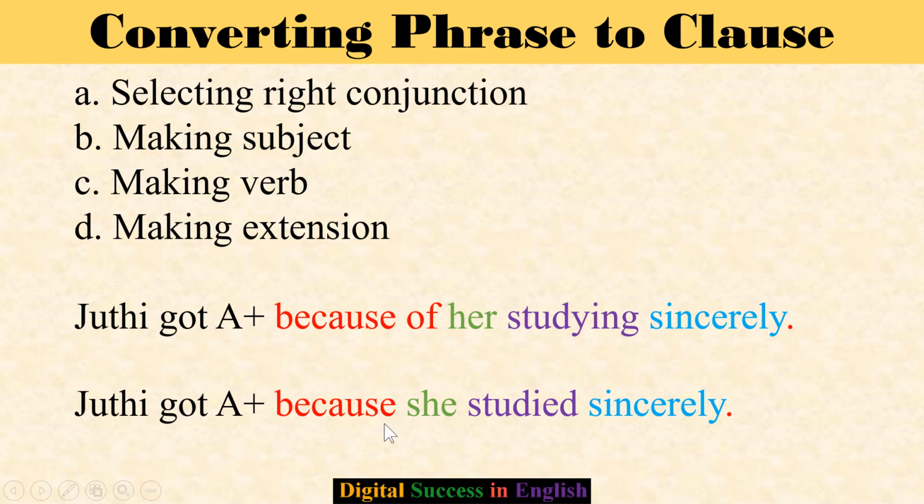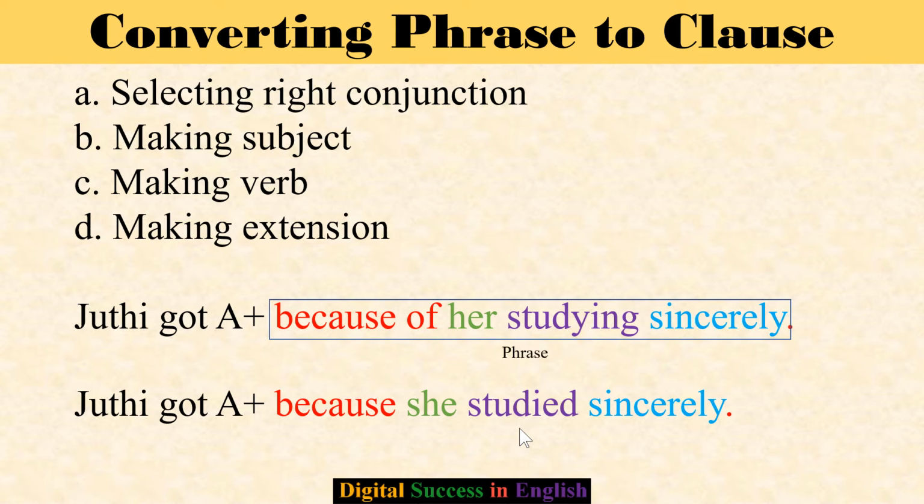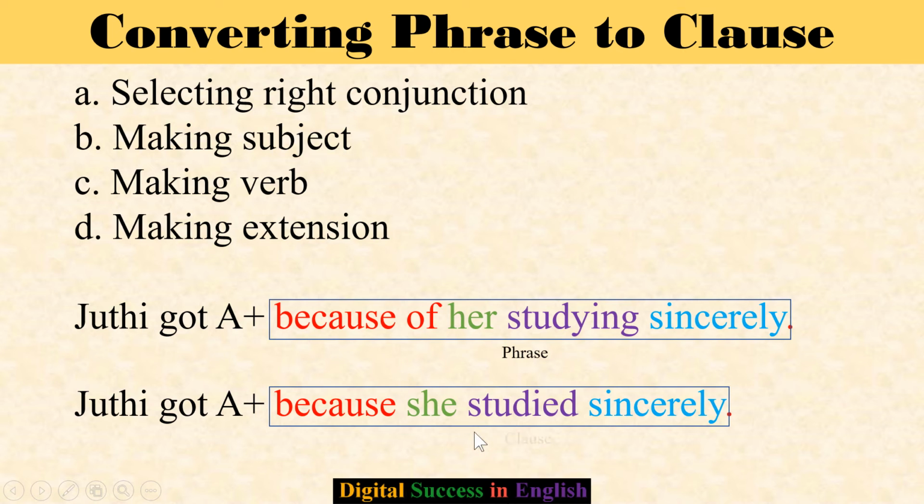Jyoti got A plus because she studied sincerely. How? See here, from a phrase we have converted it into a clause. It is a phrase in the simple sentence, but it has become a clause in the complex sentence. How have we converted a phrase to a dependent clause? See here, step A, selecting the right conjunction. So from because of, we have taken the conjunction because.